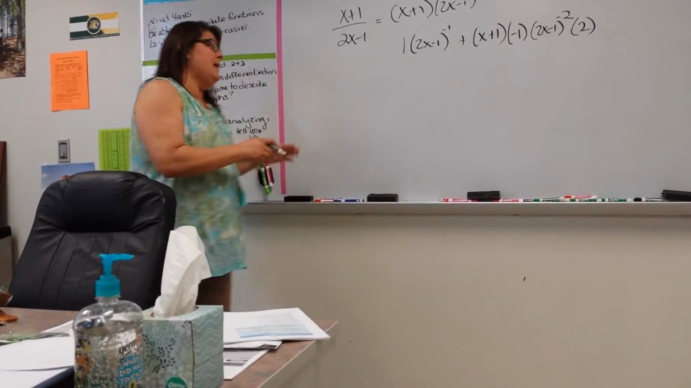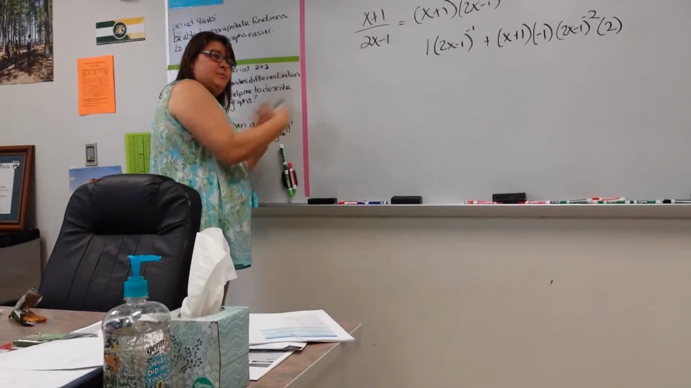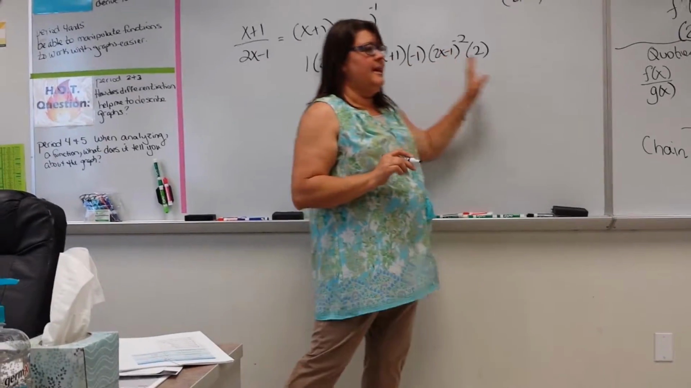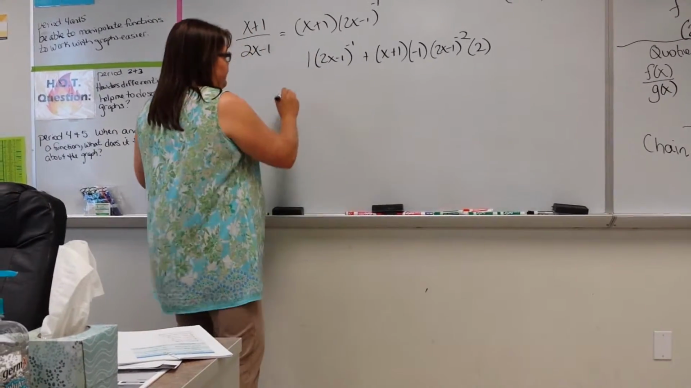That's really cool. So remember how we did this was we looked for the smallest thing that they had in common and pulled it out. Over here, what's the smallest thing that they have in common? So that's 2x minus 1 to the negative 1.